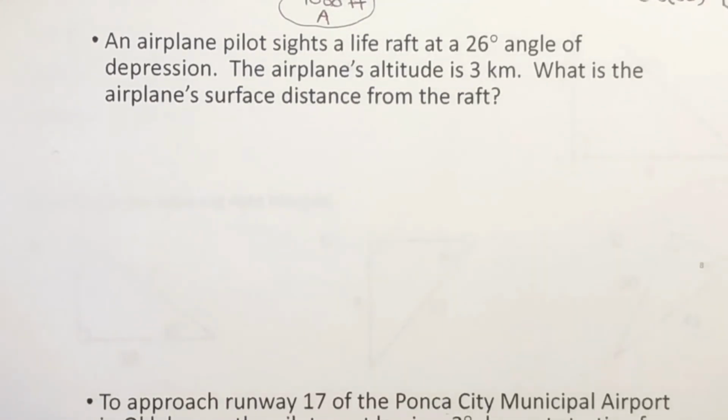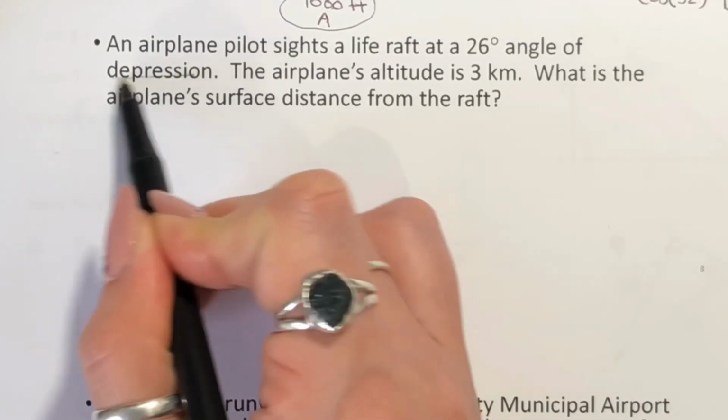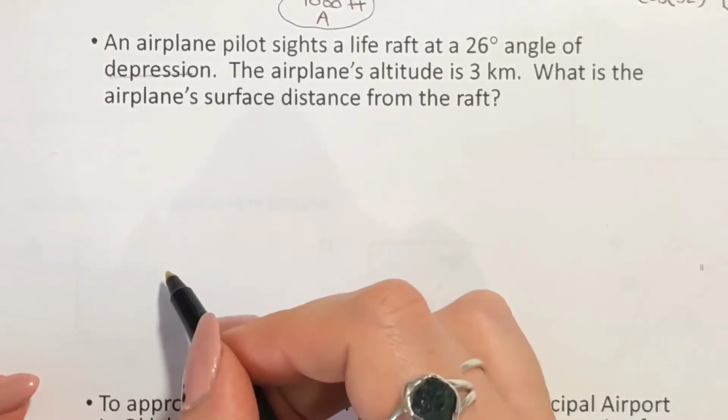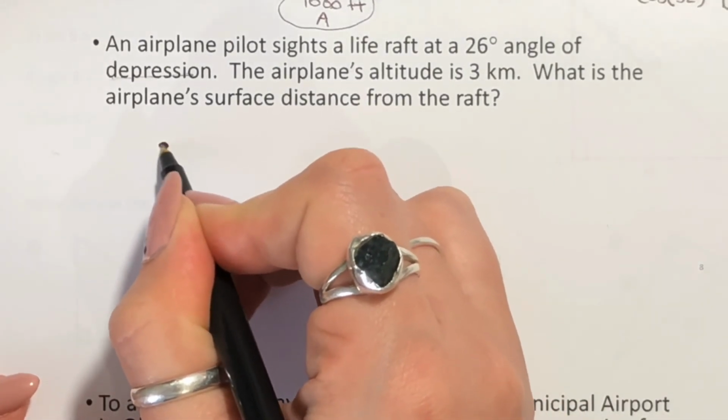An airplane pilot sights a life raft at a 26 degree angle of depression. Remember, that's telling you how to draw your triangle. The airplane's altitude is 3 kilometers. What is the airplane's surface distance from the raft? So we have an airplane. I'm not going to try and draw an airplane. Let's just say that's my airplane.